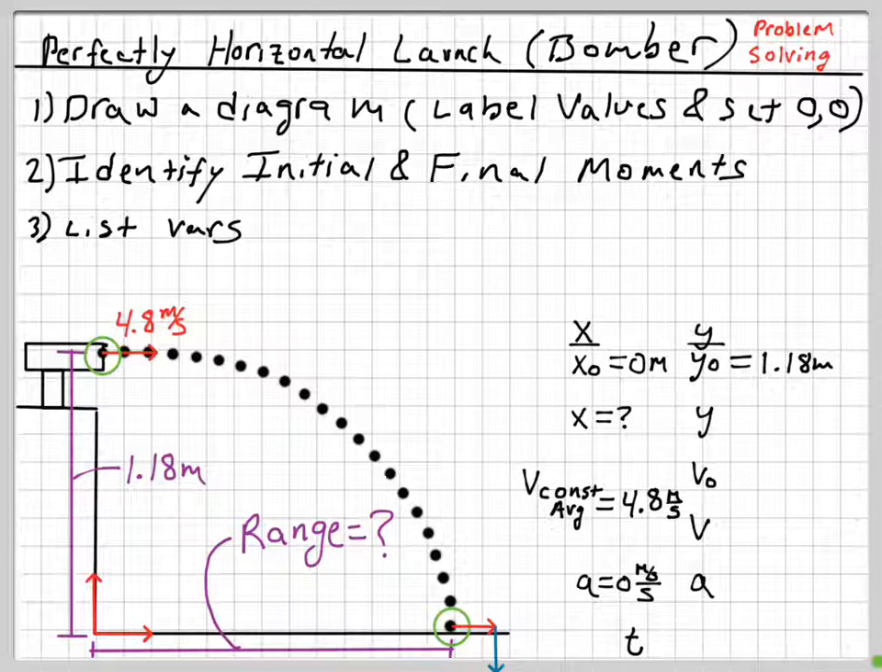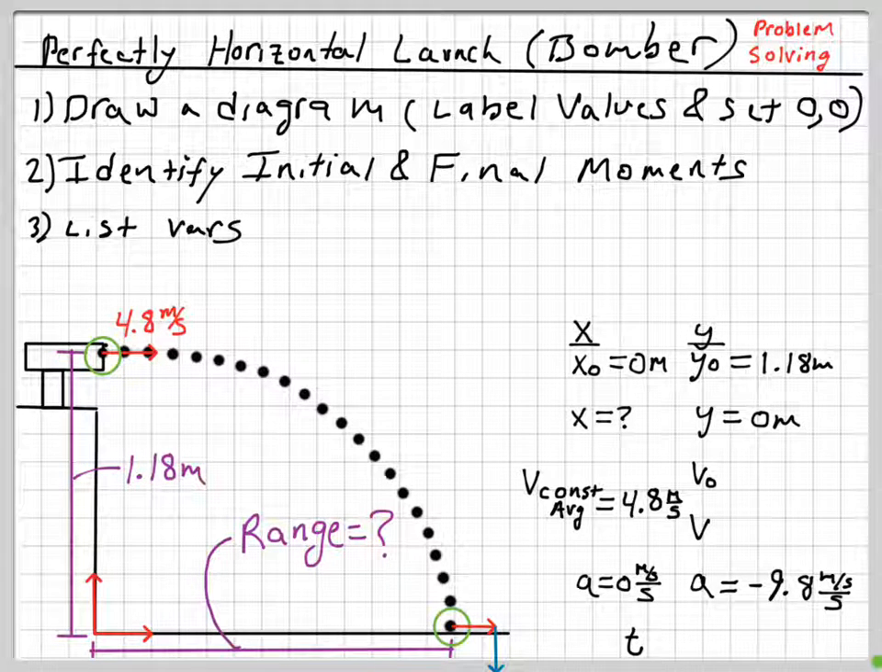We know that it starts at a height of 1.18 meters, so its initial position in the y direction is 1.18, and it's going to land on the height of the floor, so the final position in the y direction is 0. And we know gravity is accelerating at negative 9.8 meters per second each second. Now, there's one more value we know, and it's the initial velocity in the y direction, which is 0 meters per second.